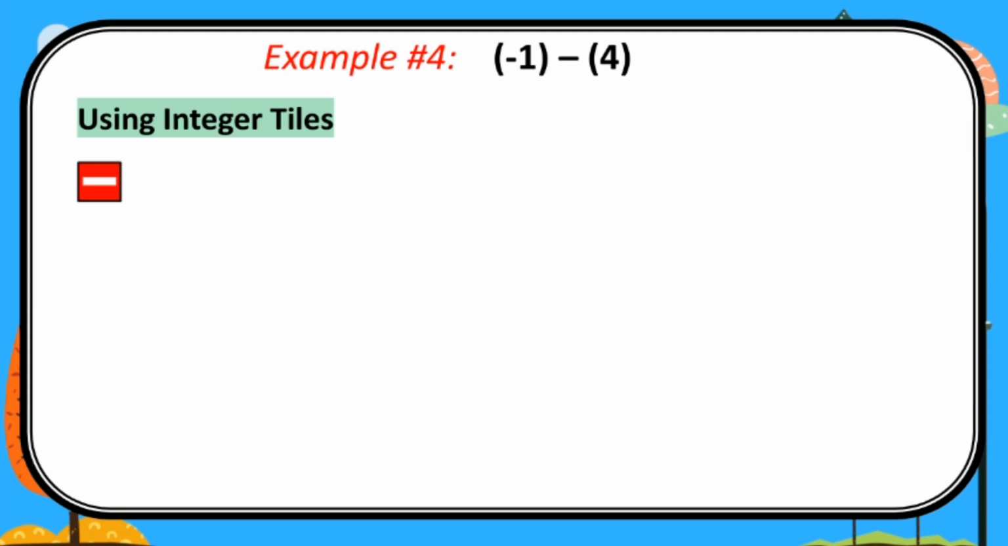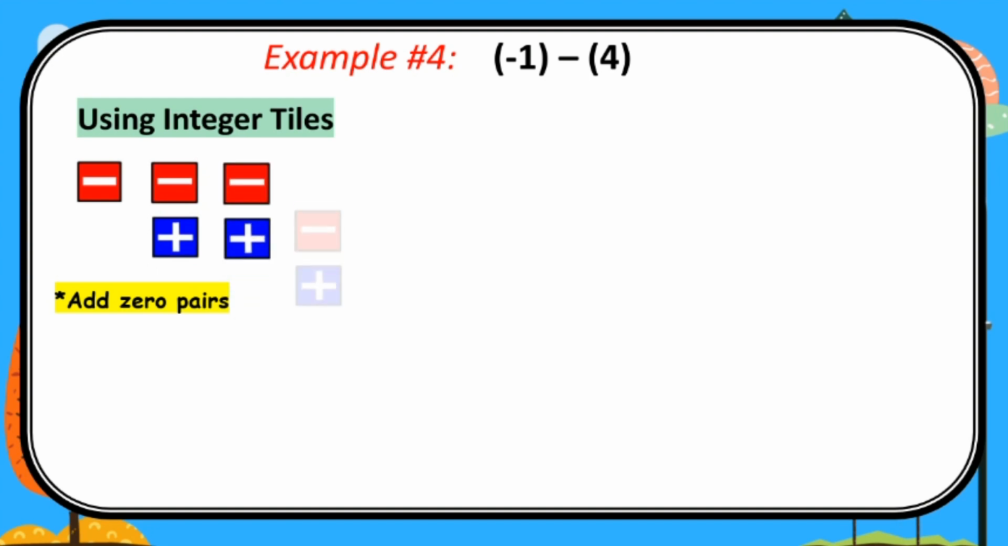So, paano yun? Okay, add 0 pairs. Kailangan nating mag-add ng 0 pairs para magkaroon tayo ng 4 na positive tiles. So, tandaan, ang 0 pairs ay katumbas ng 0, kaya hindi magbabago ang ating given. So, we have 1, 2, 3, and 4. So, meron na tayong 4 na positive tiles.